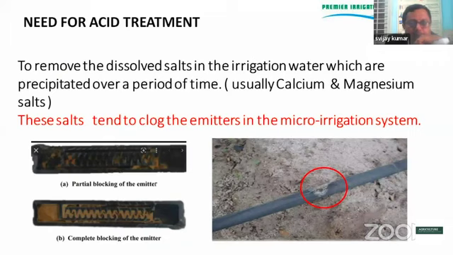Generally, if it has a white deposit, it is usually calcium or magnesium. If it is brownish red, it is generally iron. And if it has a greenish color, it is due to algae. So these things generally tend to clog the micro irrigation system.